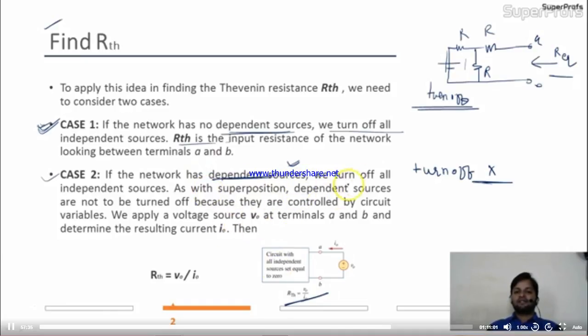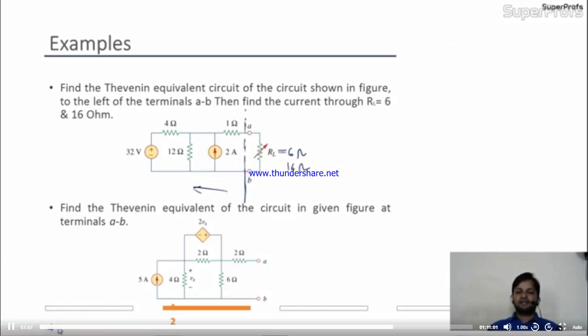But here what they are saying is, we turn off all independent sources. Yes, we'll turn off all independent sources, no problem at all. As with superposition, dependent sources are not to be turned off because they are controlled by circuit variables. As I told you earlier, we apply a voltage source, we know this is the procedure. Then how to find it? I'll illustrate this in an example for you.